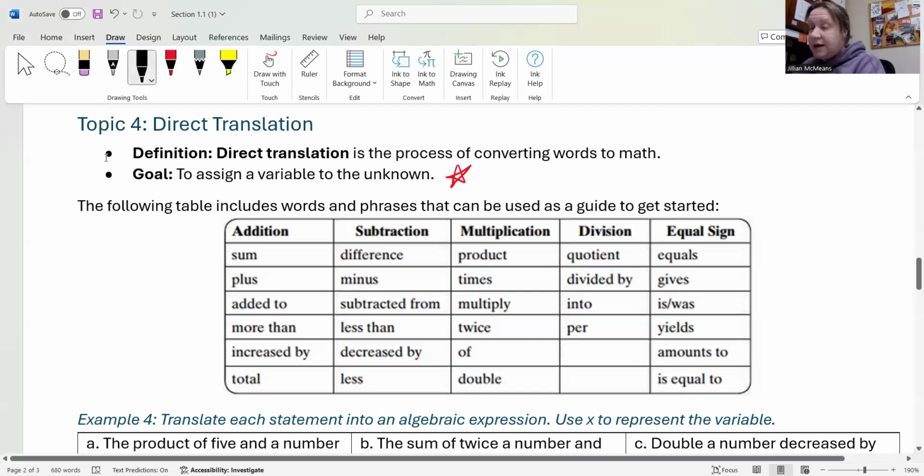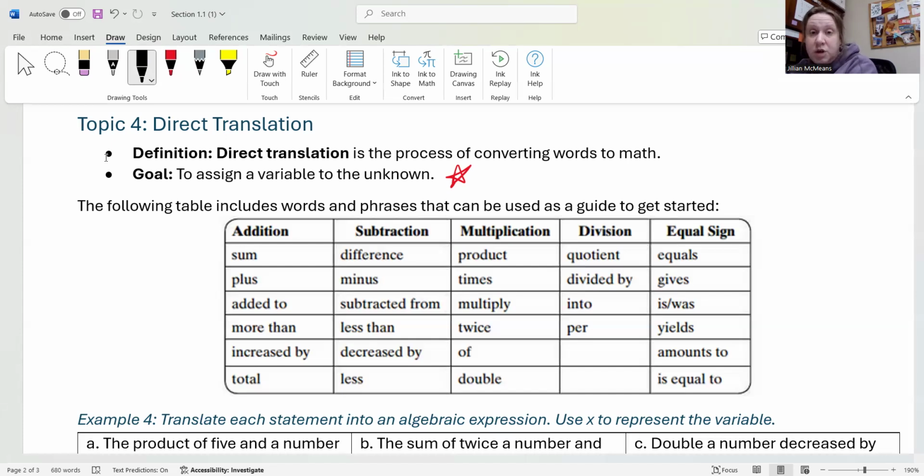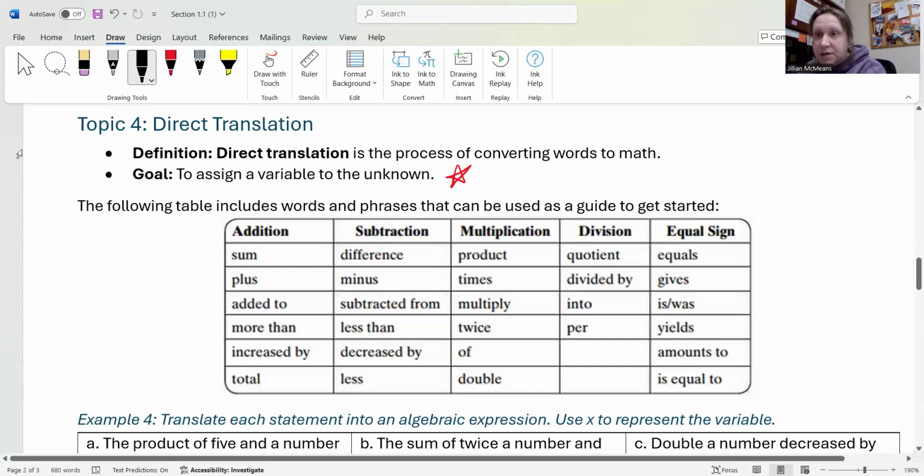Now, this table right here is something that you need to study independently. It is a table that gives different words or phrases that would indicate addition, subtraction, multiplication, division, and equals, okay? So you don't have to memorize the table, but just familiarize yourself with words that would indicate these different operations or that would indicate equality, okay? So let's go ahead and dive into some examples.